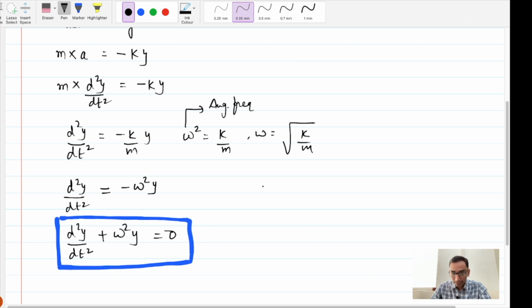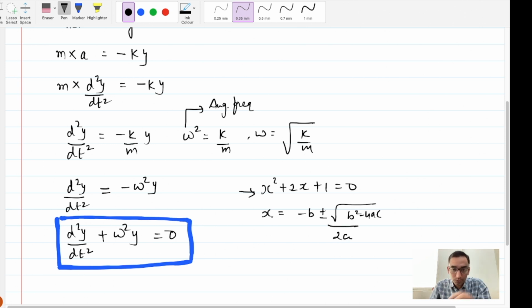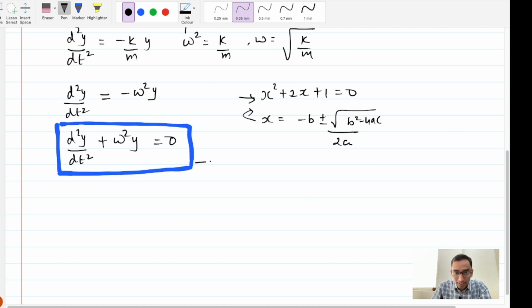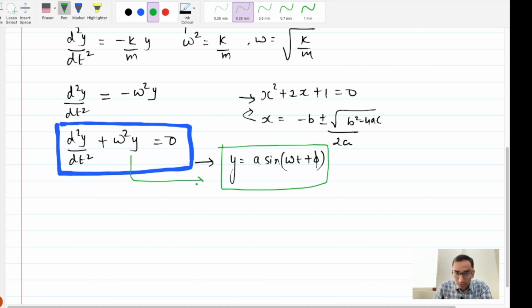Now, we know in maths that if x square plus 2x plus 1 is 0, it is a quadratic equation in one variable. It has two solutions which can be obtained by x is equal to minus b plus or minus the square root of b square minus 4ac, divided by 2a. You can find the two roots using this equation, and the answer to the problem is the two roots. In the same way, we need to find the solution of that. Now, in advance I am going to tell you that the solution is y is equal to a sine omega t plus phi. So, we are supposed to prove that this is a solution to this differential equation.